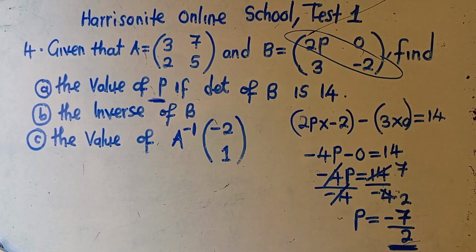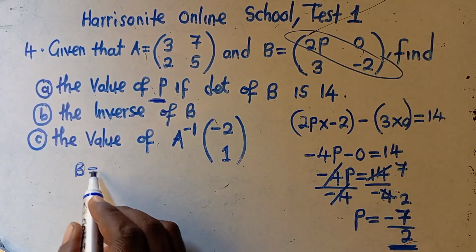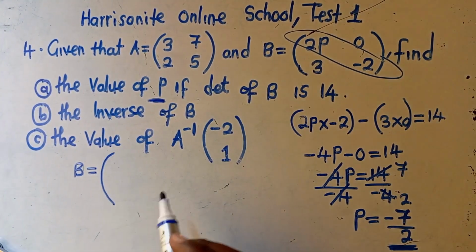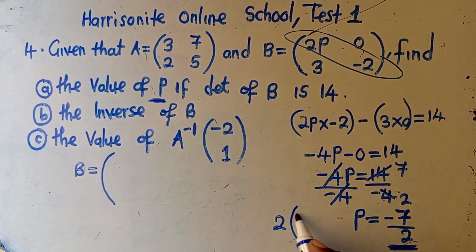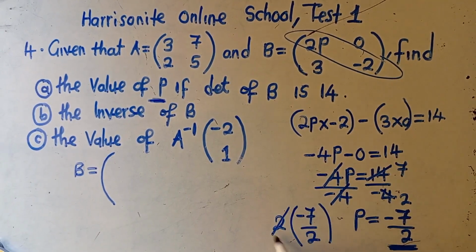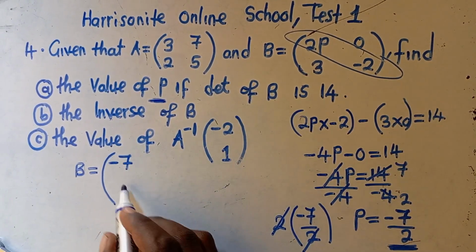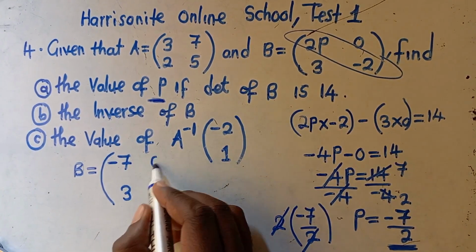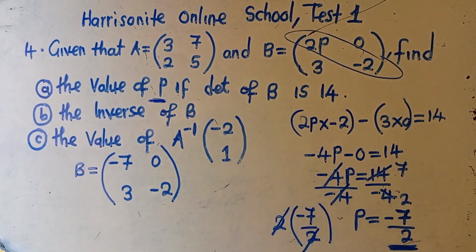So meaning that the matrix itself, B, is equal to, so the matrix itself is what? You've got there 2P. P, you know that it is negative 7 over 2. You know that this and that will be cancelled. So that's the same as you've got negative 7 there. Here you've got 3, you've got 0 and negative 2. This is what we are having.